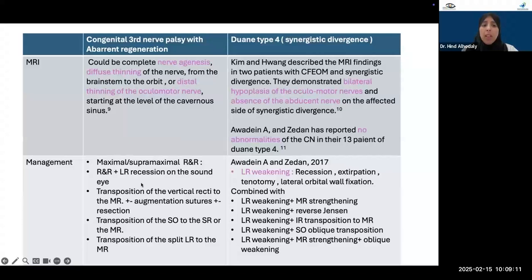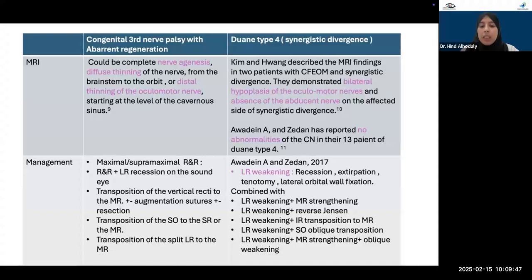Regarding the management, in congenital third, we have many options, including maximum or supramaximum R&R, or regular R&R with the sound eye left lateral rectus recession, or transposition of the vertical recti to the medial rectus with or without augmentation suture, or resection. Transposition of the superior oblique to the superior rectus insertion or the medial rectus, or in between. Transposition of the split lateral rectus to the medial rectus.